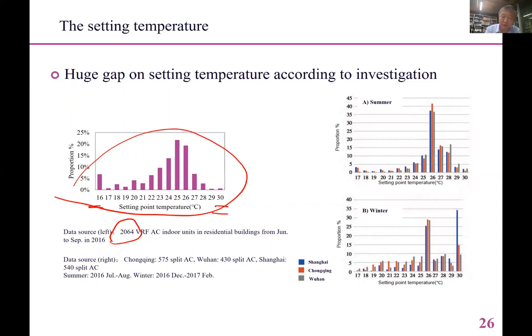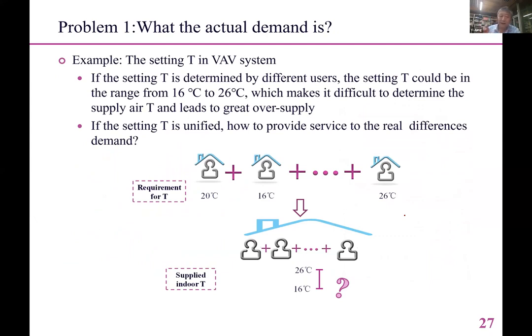This comes from 2006. Then we got another three cities, Chongqing, Wuhan, Shanghai. Each city has more than 500 data points. You see also in the summer a large range of distribution, and in the winter also quite different. It means there's not a certain small range of demand. Everyone thinks about what the set point temperature is. Even some people don't understand what the set point means.